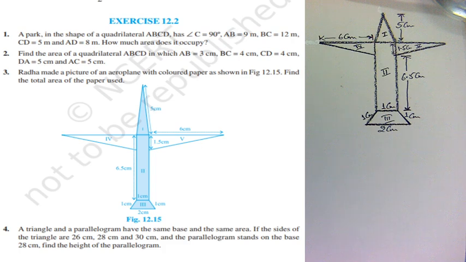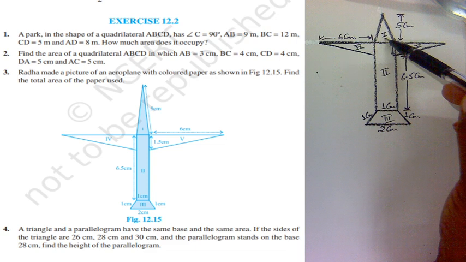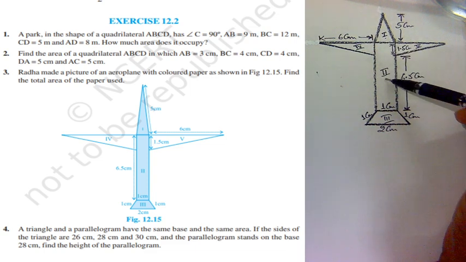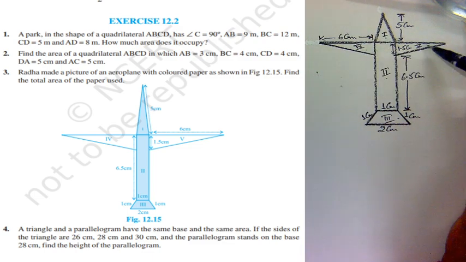it says here that there are 5 parts in total. This is your first part, this is the second part, this is your third part, this is the fourth part, and this is the fifth part. So these are the 5 parts of this aeroplane, and you are given the dimensions also.